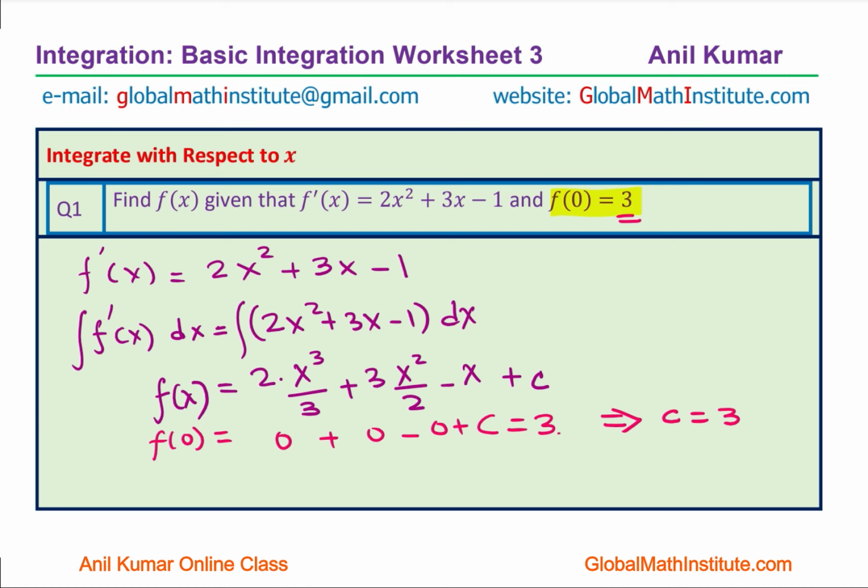And therefore, we have our function. And the function therefore is what? We'll substitute c as 3. So we get 2 over 3 x cubed plus 3 over 2 x squared minus x plus 3.